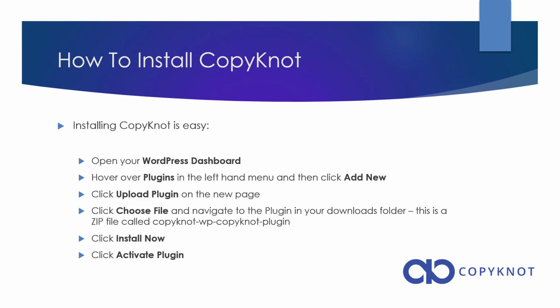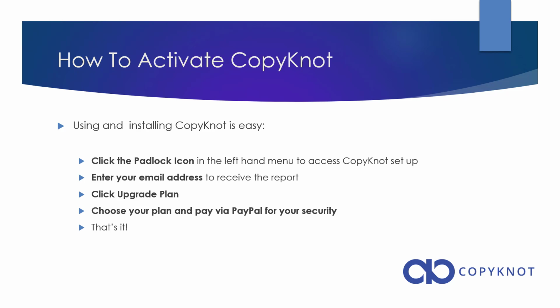Installing it is also easy. Open your WordPress dashboard, hover over plugins in the left-hand menu, and then click Add New. Then click Upload Plugin on the new page. Click Choose File and navigate to the plugin in your Downloads folder. This is a zip file called CopyKnot WP CopyKnot Plugin. Click Install Now and then click Activate Plugin.